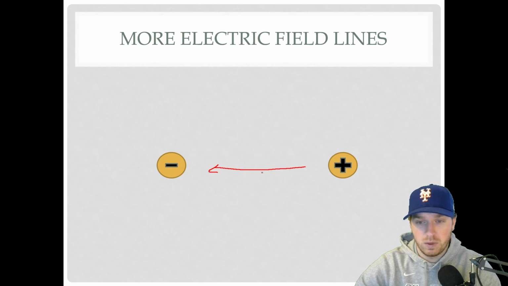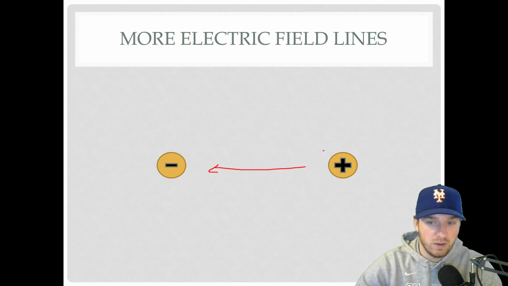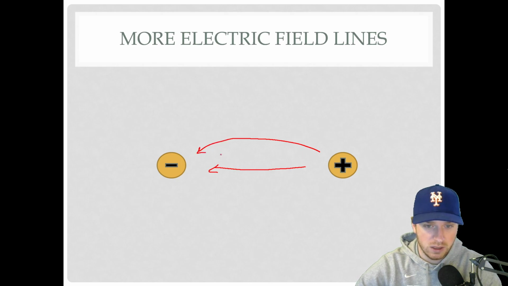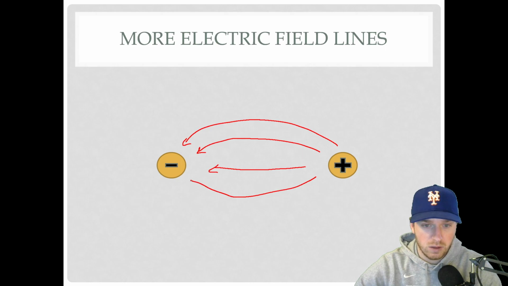Bam. And then we can also say that if it's on an angle, like if we put a particle right here, it would repel away from the positive and end up at the negative. And so we're going to see some curved lines here, a little curved line here, little curved line here.